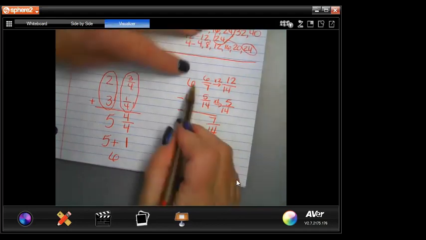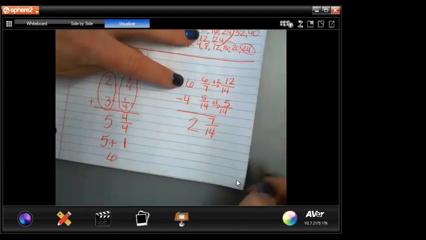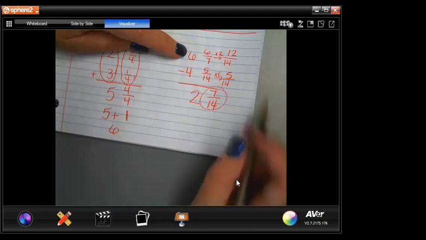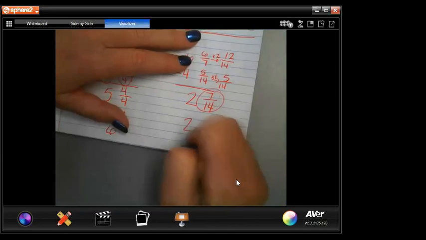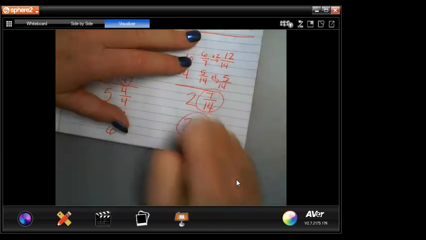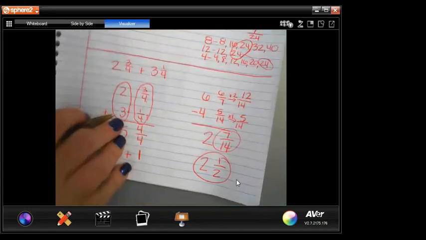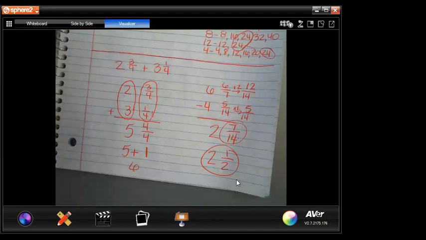Now do my whole numbers. 6 minus 4 is 2. All right. And this needs to be reduced, aka simplified down. So a number that goes into 7 and 14 is 7. So this simplifies down to 2 1/2. Okay. All right. So hopefully you guys don't have a ton of questions on that.